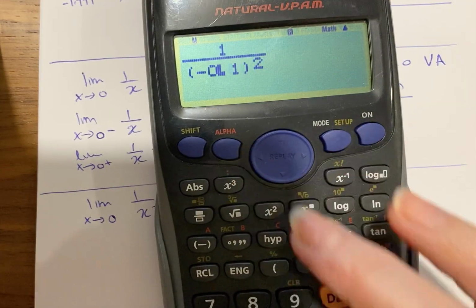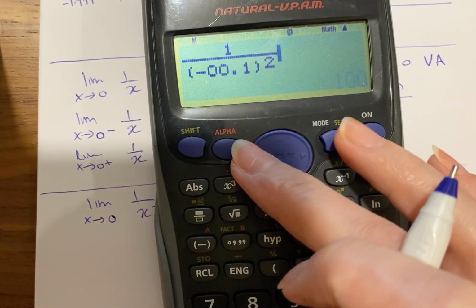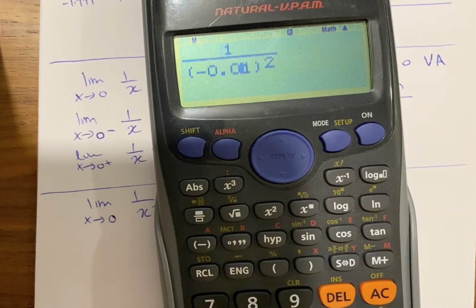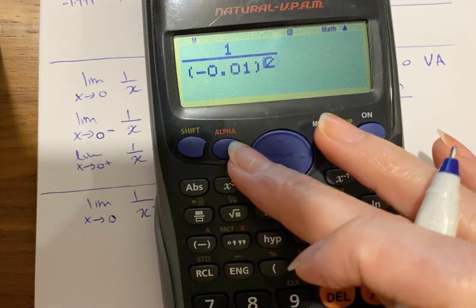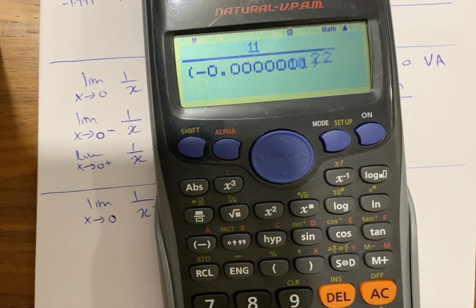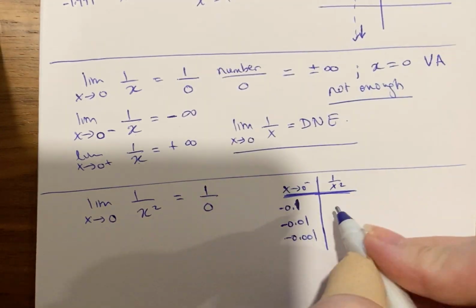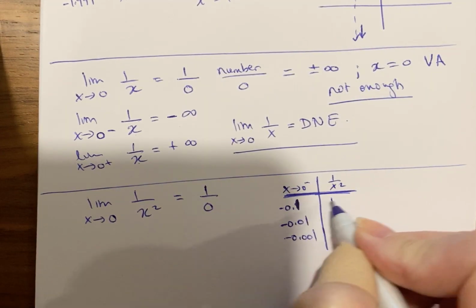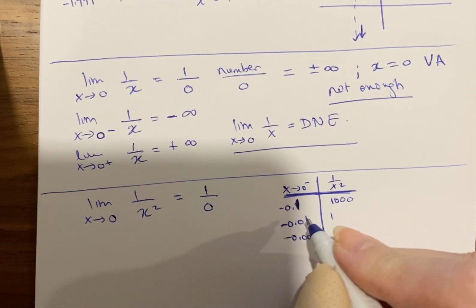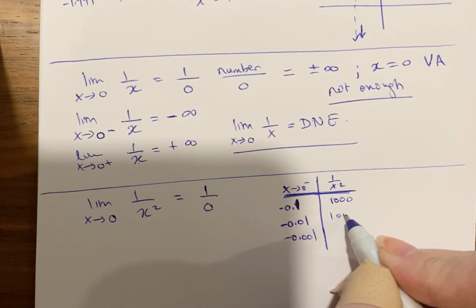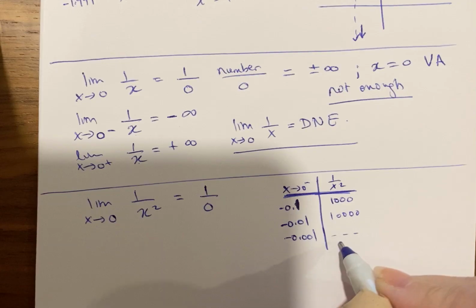What will happen if we have 0.01? It becomes 10,000. What will happen if this becomes very, very, very small, like we add 10 zeros? Do you imagine how big the number will be? It will be 1 with 18 zeros next to it. See how big it is? That's the idea. So here it will be 1,000, squaring 0.01 gives 100, and here 10,000, and so on. So we see it grows without bound to plus infinity.